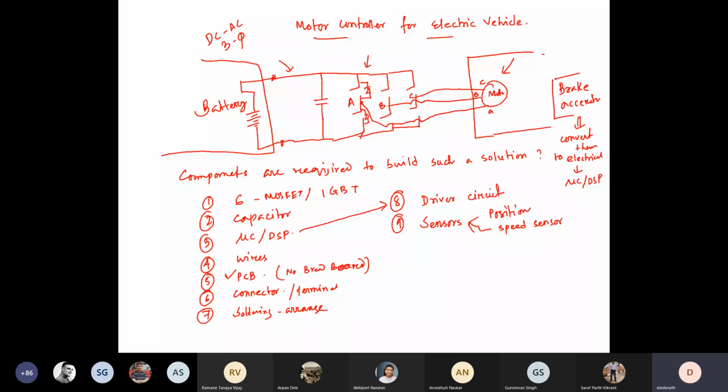These are again some minute details of drives. Position is basically, with respect to a given reference, how much your rotor has rotated. What is the degree, right, in theta. Whereas a speed sensor will give you the omega, the speed in RPM, at what speed it is rotating. Any other sensor you need?